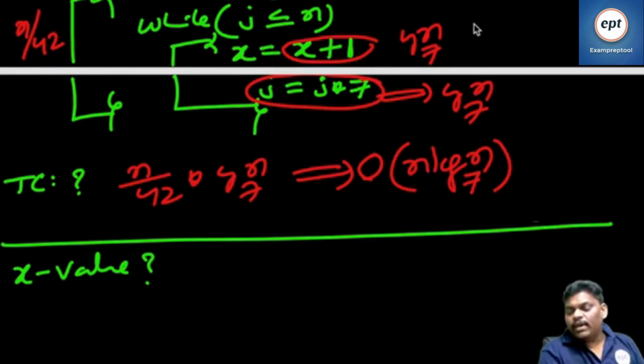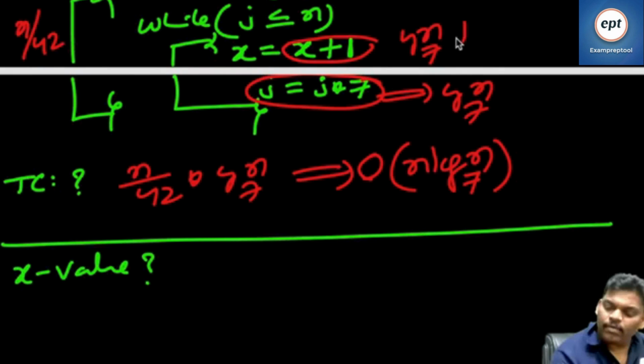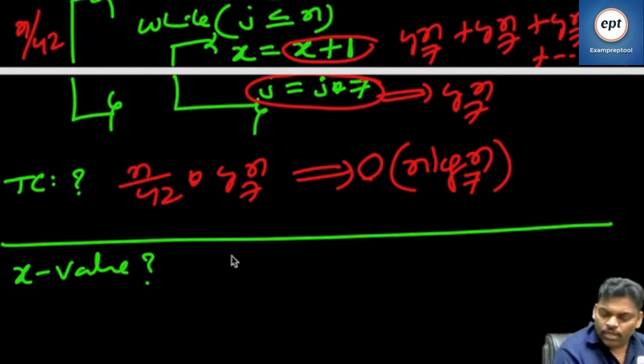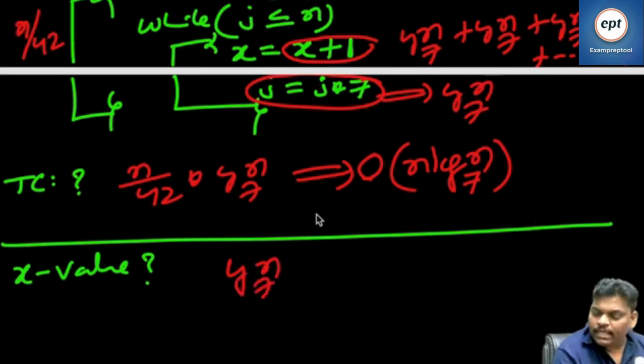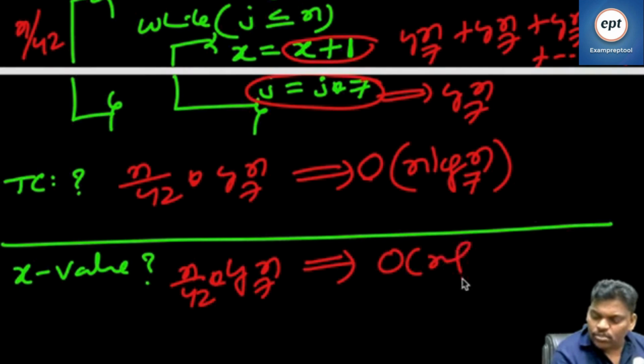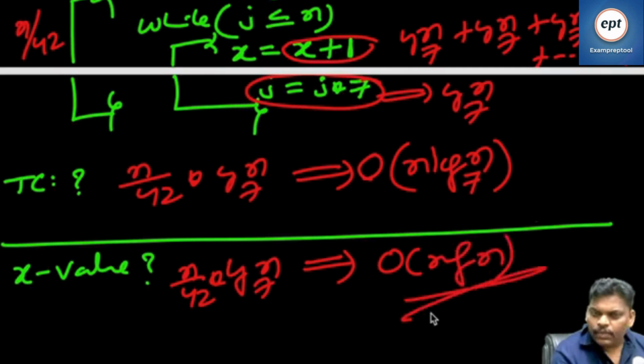So for the first I value, x becomes log n base 7. Second I value, again log n base 7. Third I value, again log n base 7. It will continue how many times? N by 42 times. So x value every time is log n base 7, next time log n base 7, next time log n base 7. I think n by 42 times n by 42 into log n, that is also n log n.